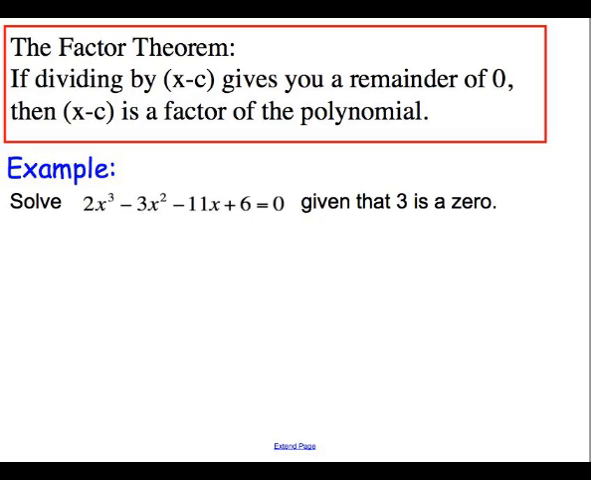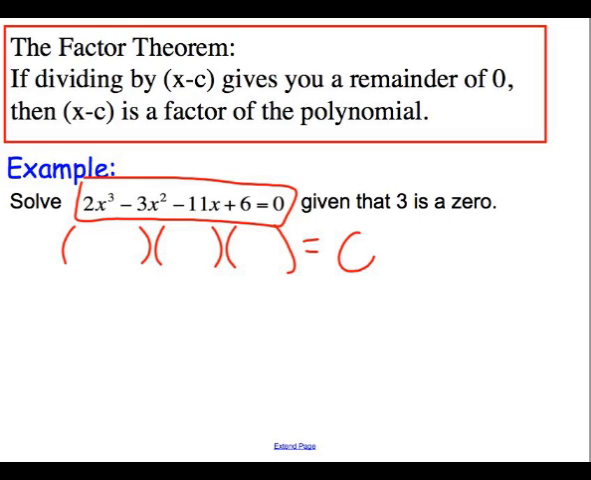So in this example, we'll talk about the factor theorem in a second, but the example 2x to the third minus 3x squared minus 11x plus 6 equals 0. This polynomial, this equation, is only solvable if we factor out the function that's equal to 0. Then we can figure out, okay, well, what makes this 0 and what makes this 0 and so on.